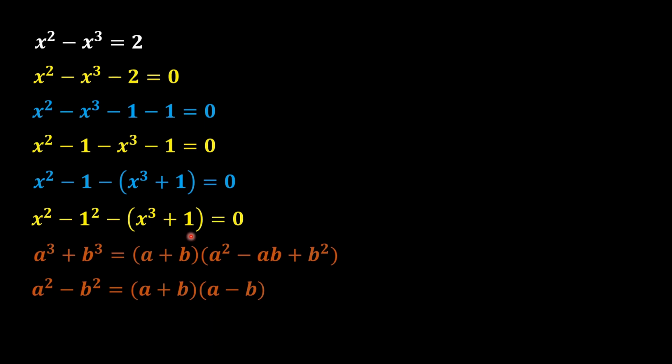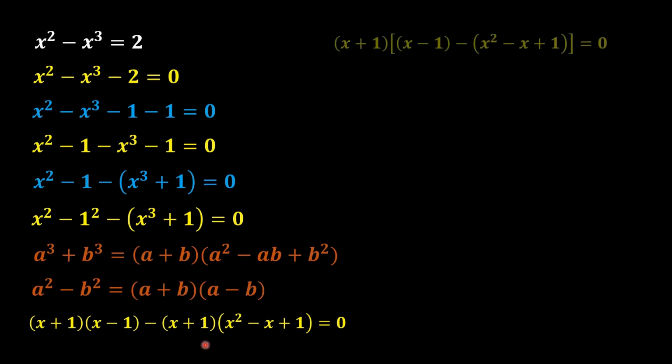So these values will be opened by the a cube plus b cube formula and the a square minus b square formula, and this equation can be written as x plus 1 into x minus 1 from the formula a square minus b square, and this value can be written as x plus 1 into x square minus x plus 1 by the a cube plus b cube formula. Now in the next step we should take common x plus 1 from the entire expression. As a result we should get x plus 1 as a common value and x minus 1 minus x square minus x plus 1 as the remaining value, equal to 0.